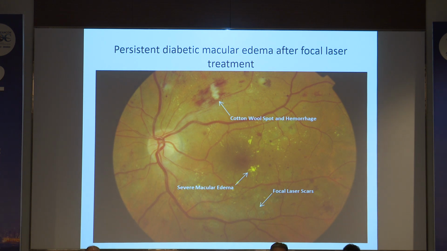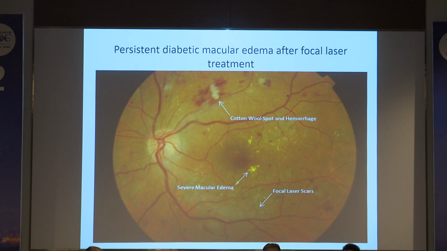Somebody would like to comment what kind of focal has been done. You can see some spots there which are seen a bit parafoveal maybe. They have mentioned here that focal laser has been done. The point here is those kind of focal spots were actually not indicated. You don't have to treat 1000 microns away from the fovea and do a focal laser. It is not.